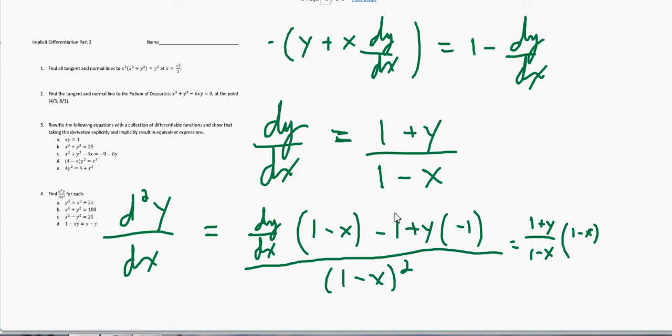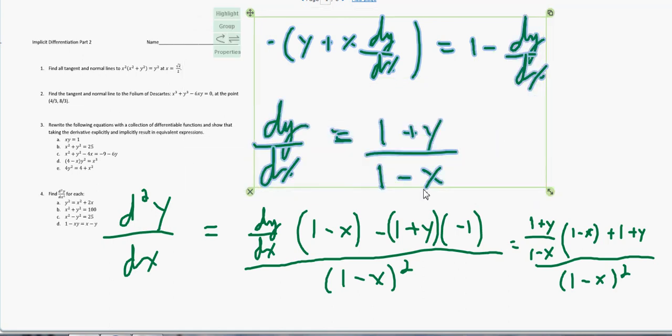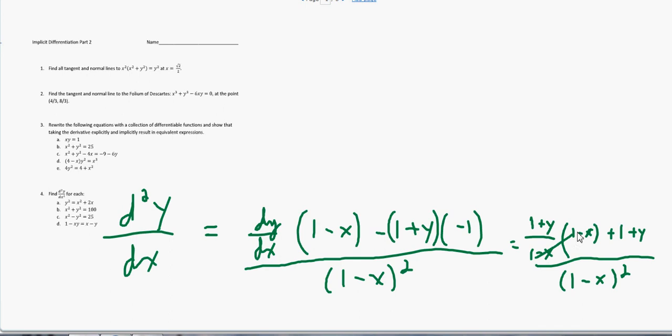Negative 1, oh man. Should put parentheses around that. That was close. Negative 1 and minus turn into a plus. So it's plus 1 plus y, over 1 minus x squared. And simplifying this down, 1 minus x cancels here. We have 1 plus y plus 1 plus y, so that's 2 plus 2y over 1 minus x squared. And that's our second derivative.